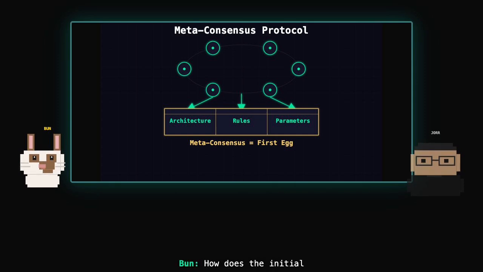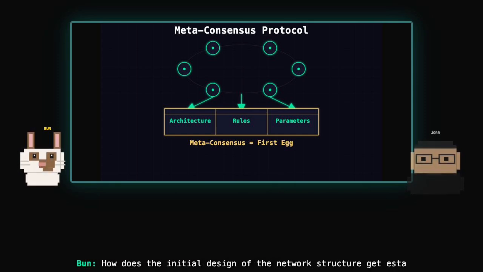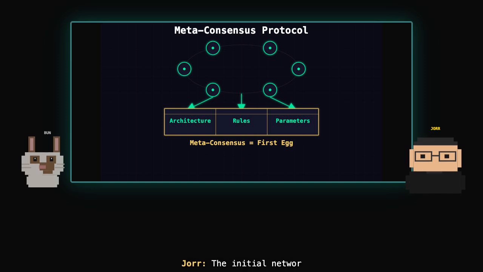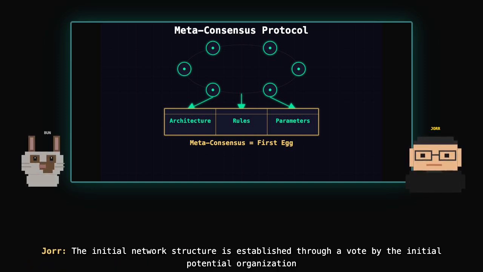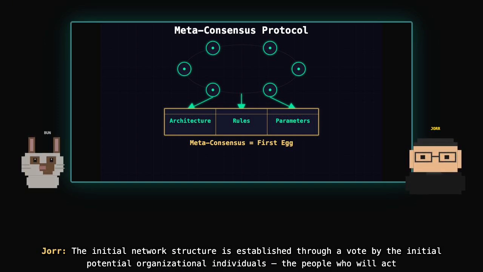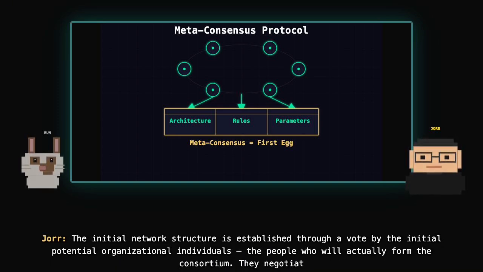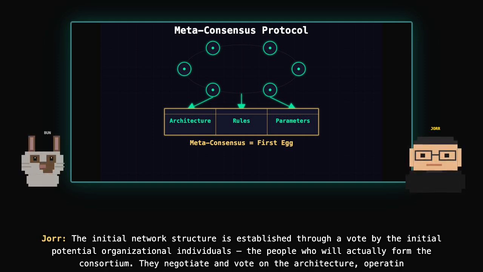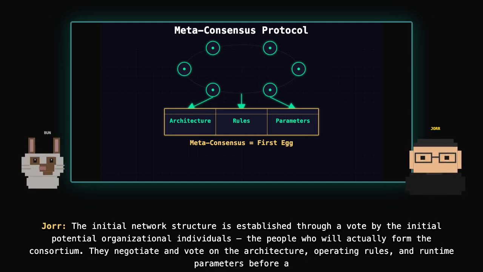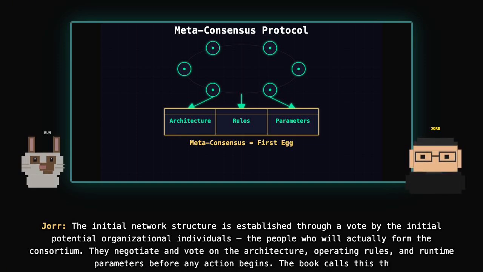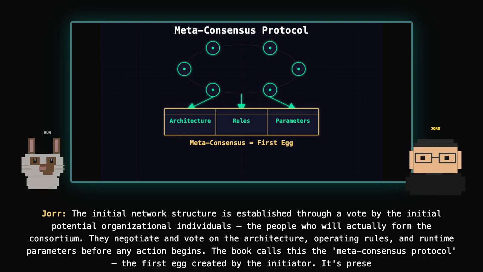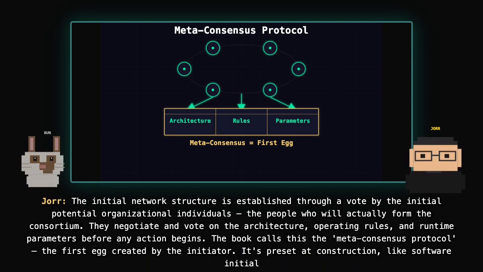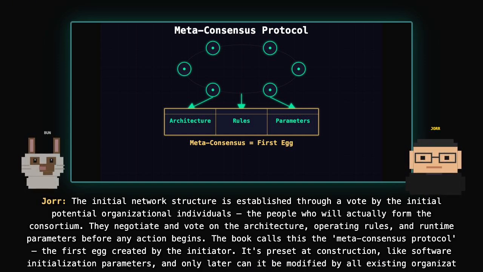How does the initial design of the network structure get established in the institutional module? The initial network structure is established through a vote by the initial potential organizational individuals, the people who will actually form the consortium. They negotiate and vote on the architecture, operating rules, and runtime parameters before any action begins. The book calls this the meta-consensus protocol, the first egg created by the initiator. It's preset at construction, like software initialization parameters, and only later can it be modified by all existing organizational individuals through the same voting mechanism.